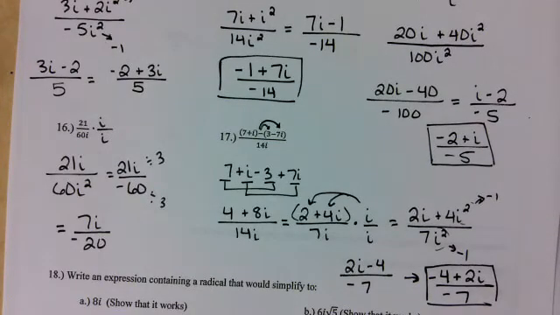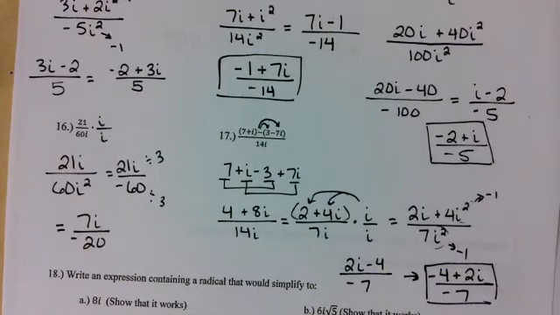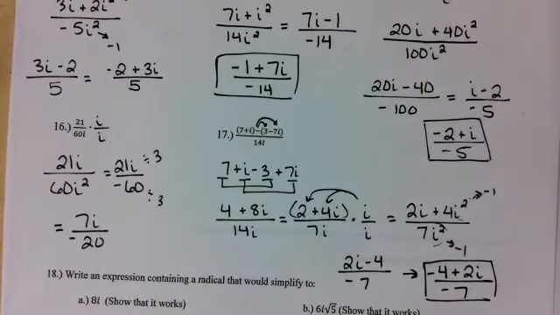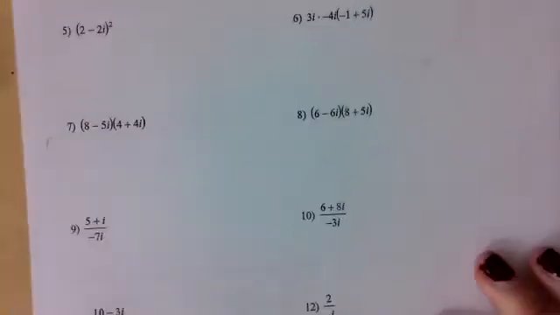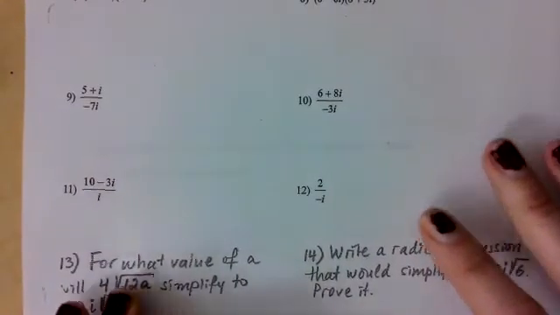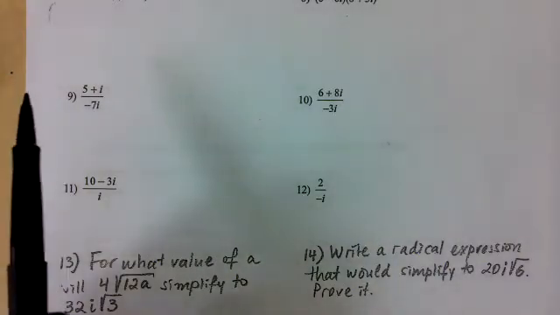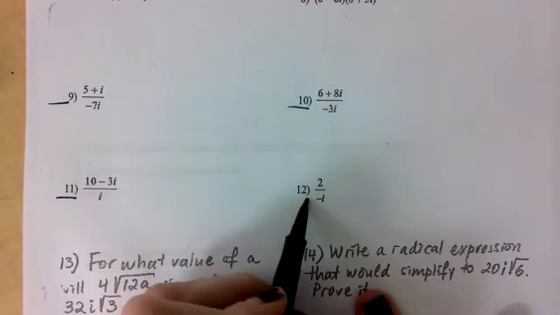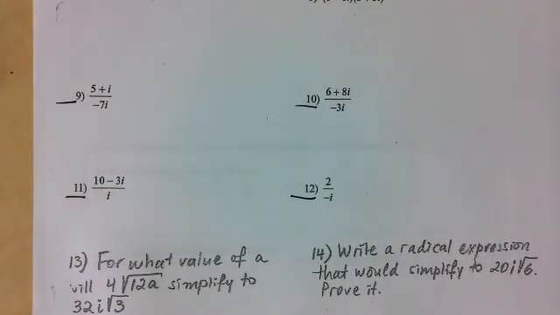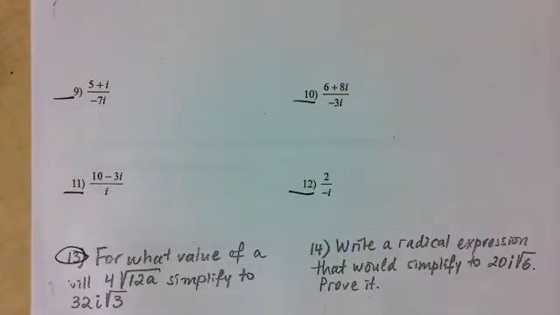All right, so here are your notes for today. What I'm going to have you do is numbers 9, 10, 11, 12. And just as a bonus, see what you can do with 13. Okay, so 9 through 13. After this, you're going to do the Delta Math assignment.